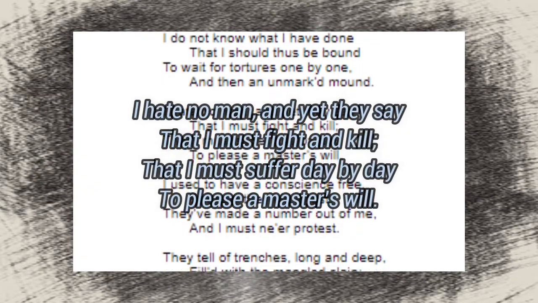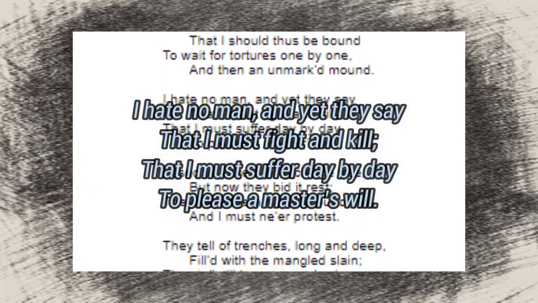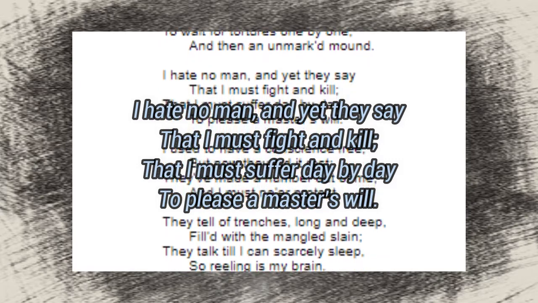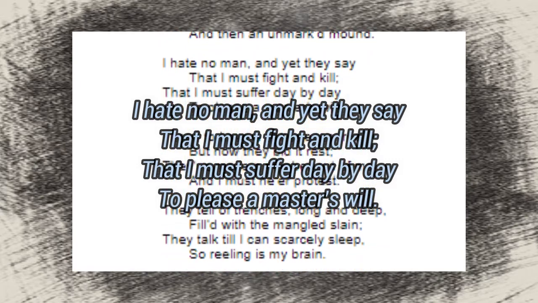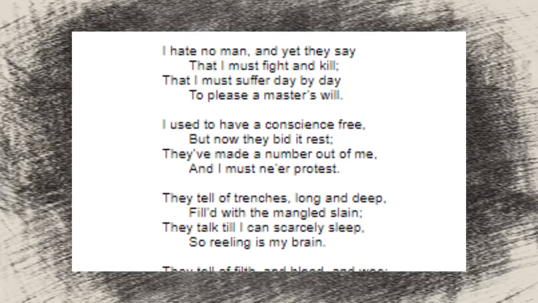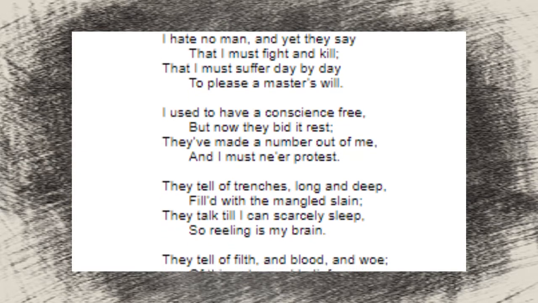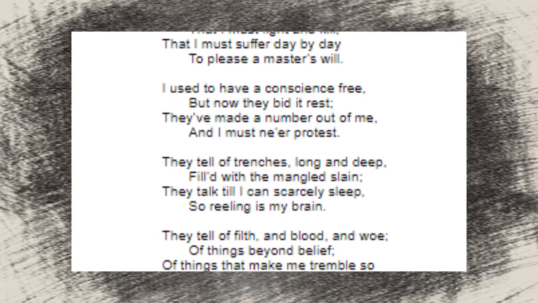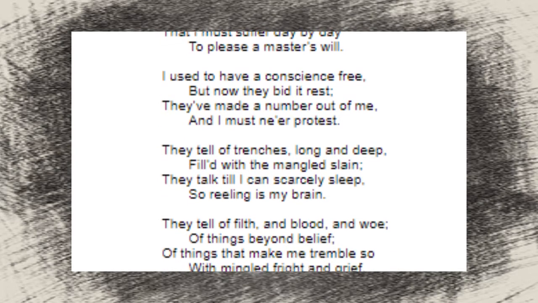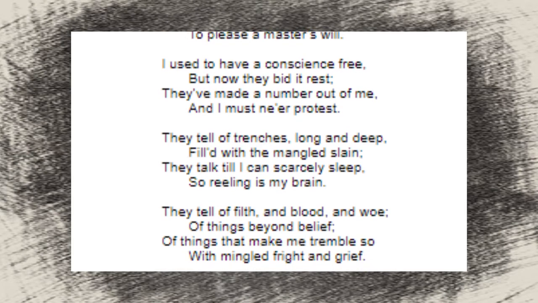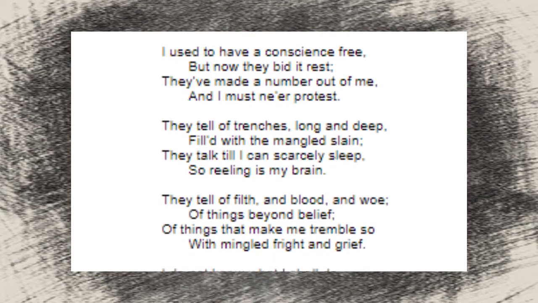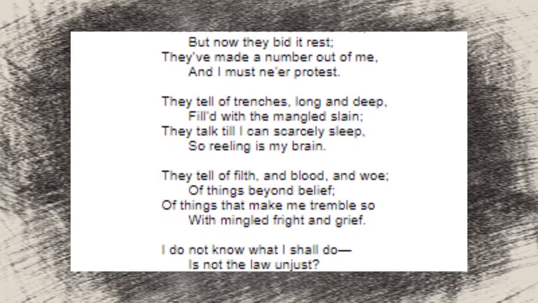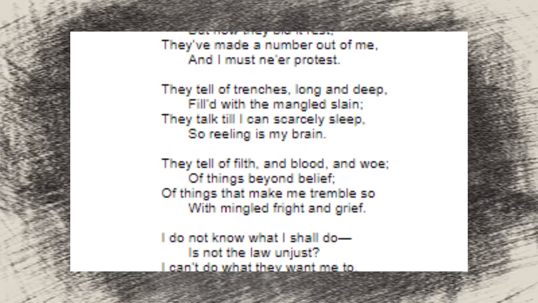"I hate no man, and yet they say that I must fight and kill, that I must suffer day by day to please a master's will." The poem is reiterating the man's own morals, as well as showing his views on government figures, with the term "master's will" making it seem as if he sees himself as a slave, someone forced to fight for something he lacks any investment in. The final lines of the poem state his lack of understanding, the questions he can't get answers to, and how it's affecting him mentally as well as physically.